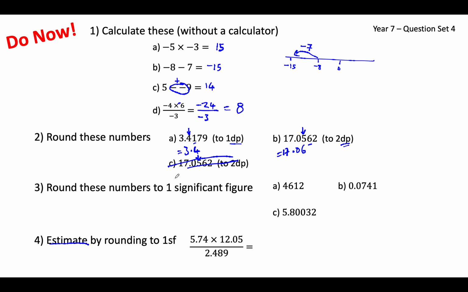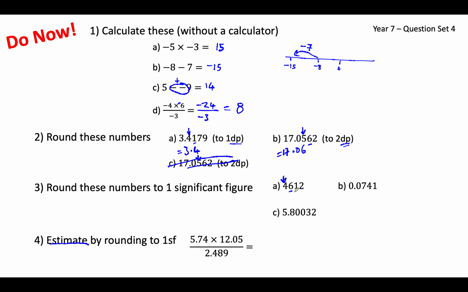Right, next one. Round these numbers to 1 significant figure. Now, that's different. The first significant figure is the highest value digit, keeping in mind place value. So this 4 here is worth 4,000, so it's worth the most. The 6 is worth 600, which is not as big as 4,000. So I'm rounding to this level here, the thousands. So I'm really rounding to the nearest 1,000.